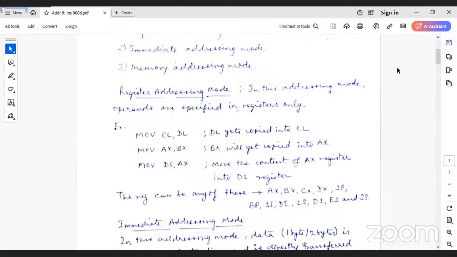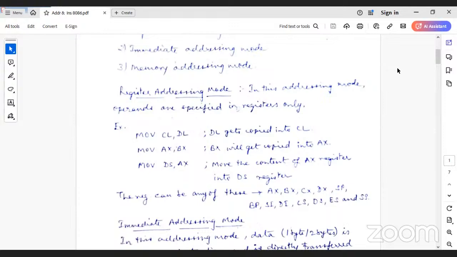Now, see the example, move CL comma DL. CL and DL both are lower byte registers. So 16-bit means you will mention CX. In this case, now move CL comma DL. Move is the operation which is to be performed on the data in CL and DL. Now CL is your destination, DL is your source. So that is why here it will be move CL comma DL, which means whatever data is present in the DL register should be copied into the CL register.